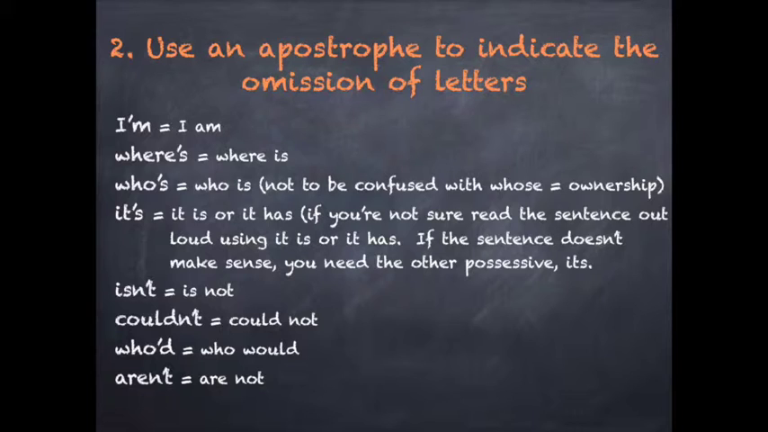Now, if you're not sure about it, read the sentence out loud using it is or it has. If the sentence doesn't make sense, you need to use the other possessive, its. Isn't equals is not. Couldn't equals could not. Who'd equals who would. Aren't equals are not.